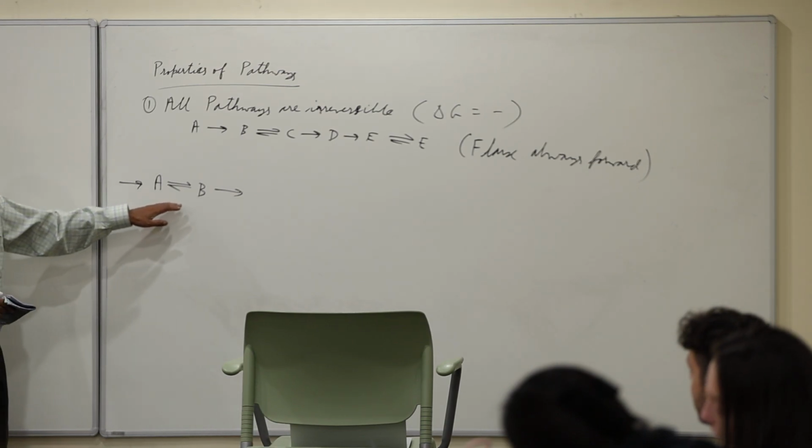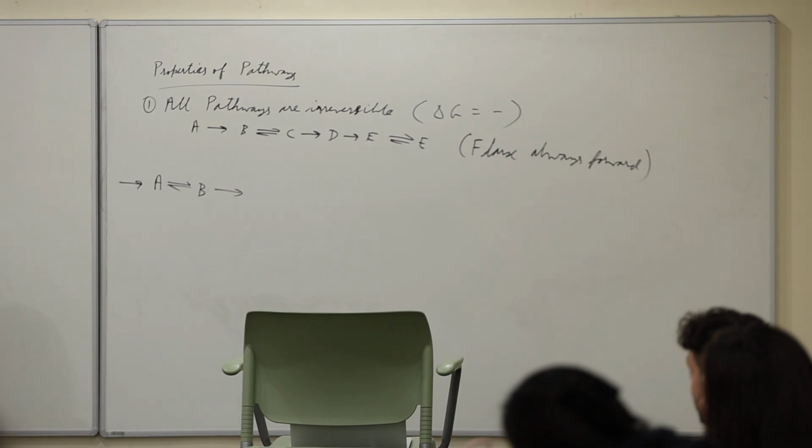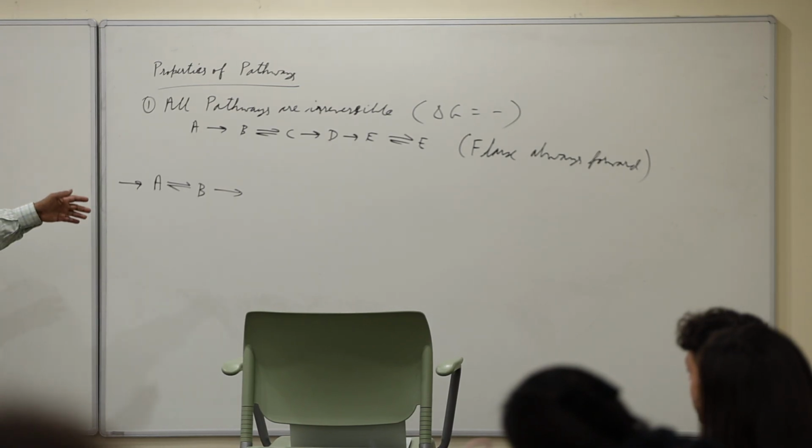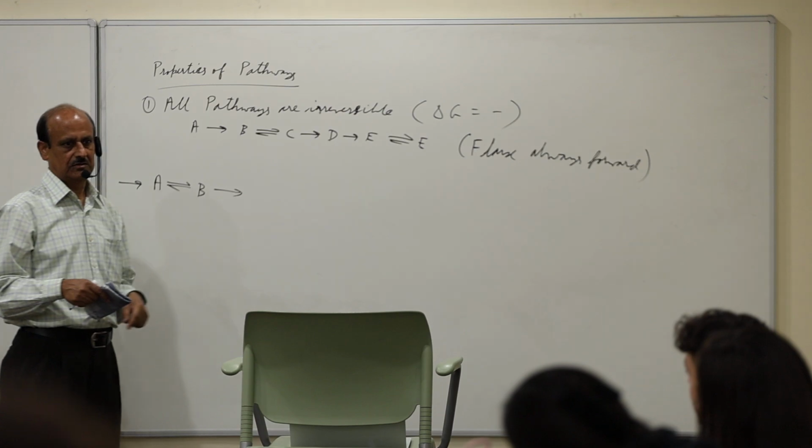And the cell always maintains a certain concentration of B. So in a test tube, if you have A and B only, it may be at equilibrium. In the cell, it may not be at equilibrium. So all these equilibrium and irreversible, these are relative terms. In the cell, it means under the conditions of the cell, under the conditions of concentrations of reaction and products, one may be irreversible and one may be reversible.